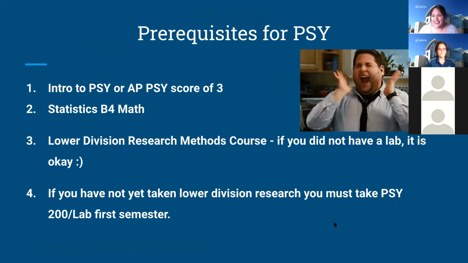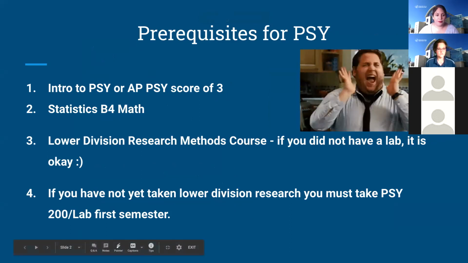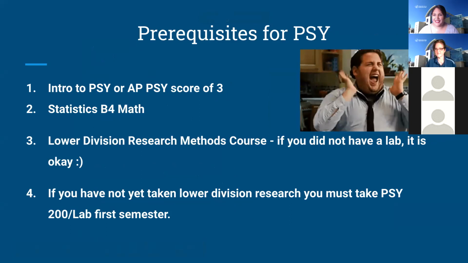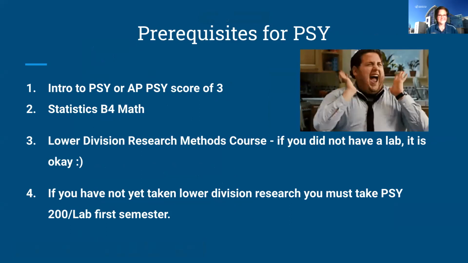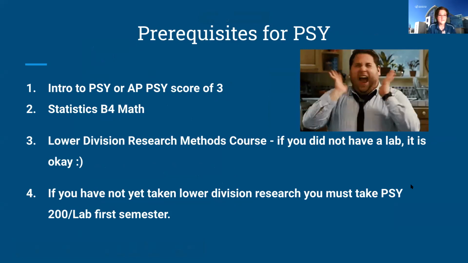Okay, so some prerequisites for the major. I know we put this out in an email, and you will learn very quickly that Jessica and myself like to email, and I will say mostly myself, I'm an email offender. But anyways, everybody needs intro to psychology, whether it was done at your community college or whether you did AP Psych with a score of 3 or higher. Everybody will need a statistics course, a B4 math course, which is statistics. And the last prerequisite for the major is lower division research methods.